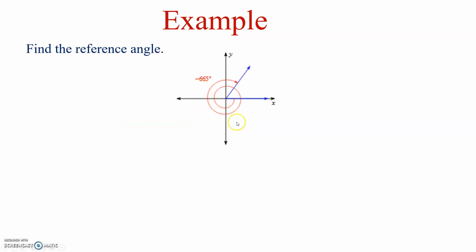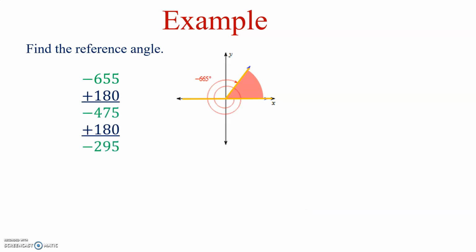All right, now a negative angle. Nothing changes though. There's the terminal side, there's the x-axis, there's our reference angle. So in this case, we'll start adding 180 over and over until we get to a value that's between 0 and 90.